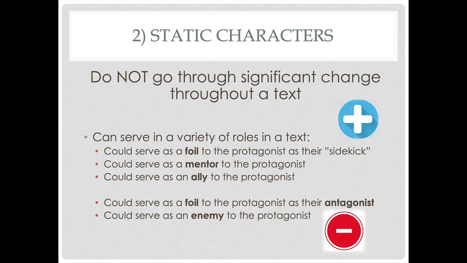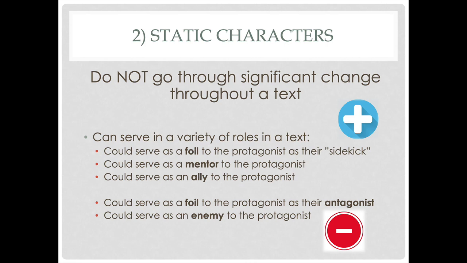The second type of character we'd want to look at are static characters. Unlike dynamic characters, these are characters who do not go through significant change throughout a text. And so we see static characters sprinkled throughout the plot or the hero's journey of a text. And so they can serve in a variety of roles.